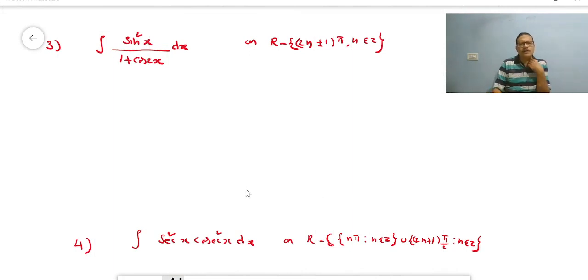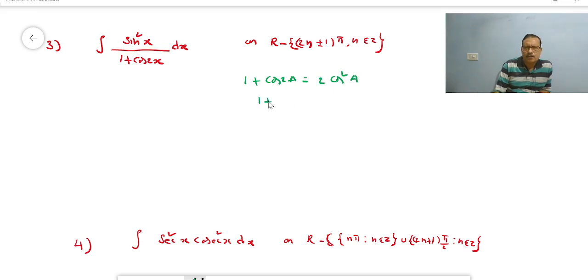Now what is the third one? Integral of sin² x by 1 + cos 2x. This is how we form 1 + cos 2a. So I am going to use the formula 1 + cos 2a, which is equal to 2 cos² a, and 1 + tan² a is equal to secant² a.